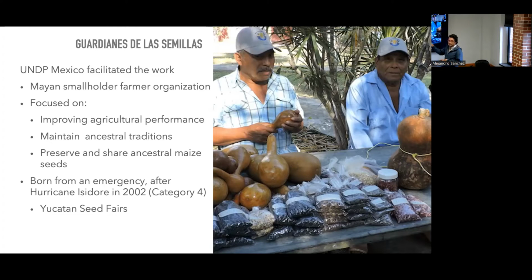From that, they started the Yucatan Seed Fairs. What is that? They are fairs that they organize annually, where they call people from all around Mexico to bring different seeds. The first one was made because they were in an emergency.